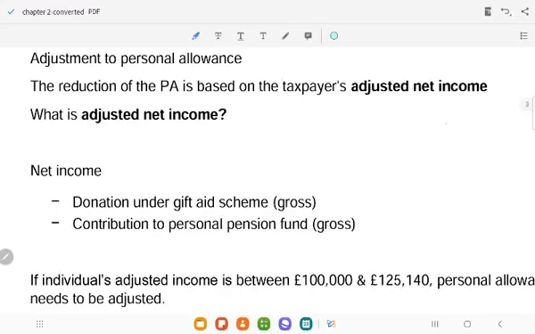How to make adjustment to personal loans? For this, first you have to consider the adjusted net income, because adjustment to personal loans is based on adjusted net income.